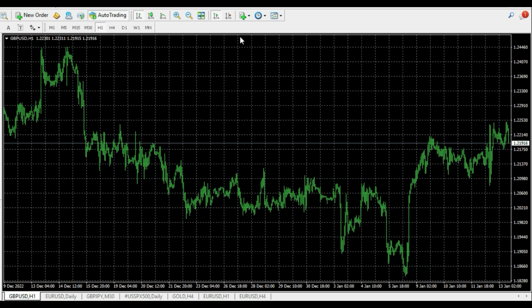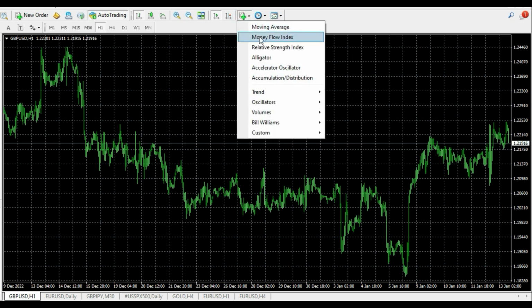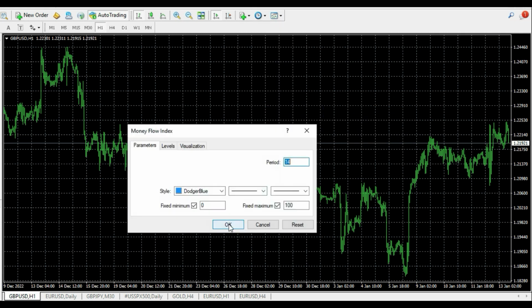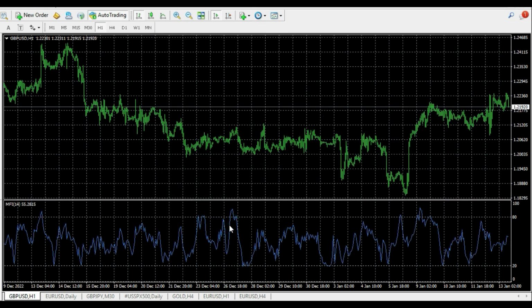Today we'll talk about one indicator that people should use more often, that, in my opinion, is as good as the Relative Strength Index or MACD. So let me explain what the Money Flow Index is. If you go to the indicators in the MetaTrader platform, then to volumes, you can find the Money Flow Index, and you can see it's very similar to the Relative Strength Index, but there is a huge difference.